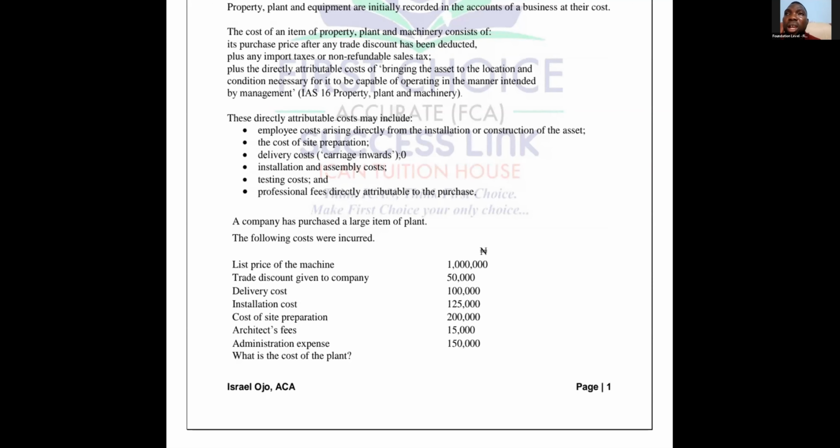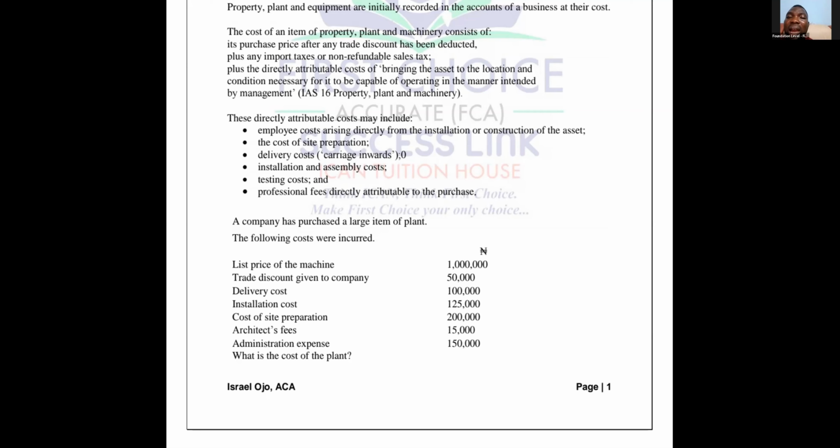Cost of site preparation also will be added because the reason why we incur this cost is to prepare the ground for the plant to be installed. So if there's no ground preparation, there's no way to install our plant. Architectural fee as well is a direct cost because it's the one that works on the site, looking at the corners, the placement, and everything. So it's actually a direct cost.